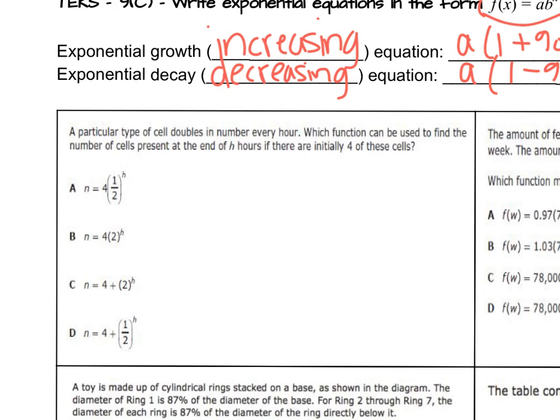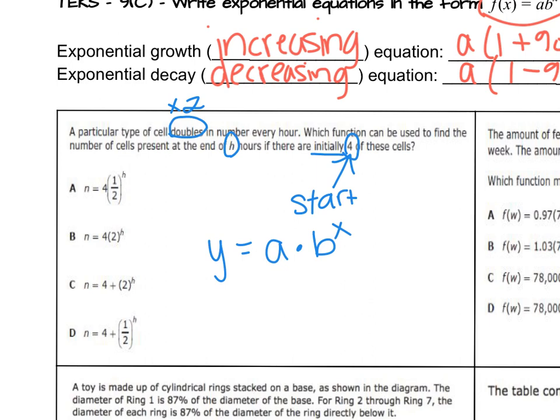A particular type of cell doubles in number every hour. Doubles is our number. It means 2 times 2. Which function can be used to find the number of cells present at the end of each hour if there are initially 4 of these? Since there's initially 4, that's our start. That's our a value. So whenever we write y equals a times b to the x power, 4 is our a. And then we know our multiplier is double, so that's times 2 to the x power.